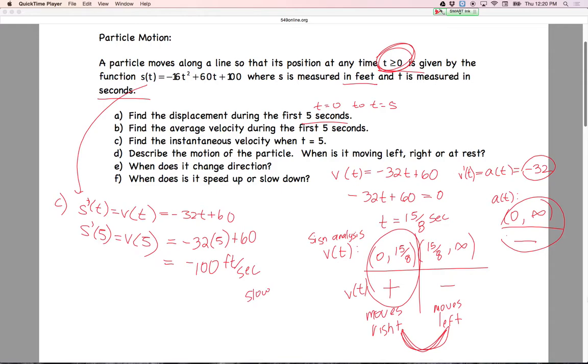Now, on the AP exam, you would have to say it slows down because the signs are different, or because v of t is positive and a of t is negative. So it slows down from 0 to 15/8. What about from 15/8 to infinity? Speeds up. Why? Because velocity's negative, acceleration's negative. When the signs are the same, it speeds up.